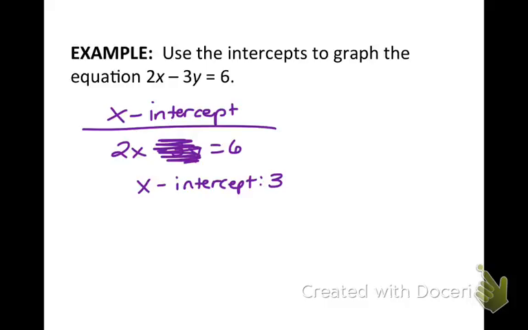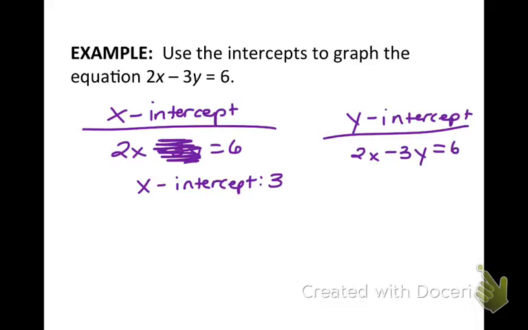Okay. Y-intercept. What am I going to get rid of? The x. So the 2x minus 3y equals 6. Like Hannah asked, you want to carry that negative sign with the y term. Remember, subtract is the same thing as a negative. So what's my y-intercept going to be? Yeah, so we get negative 2. So my y-intercept is negative 2.